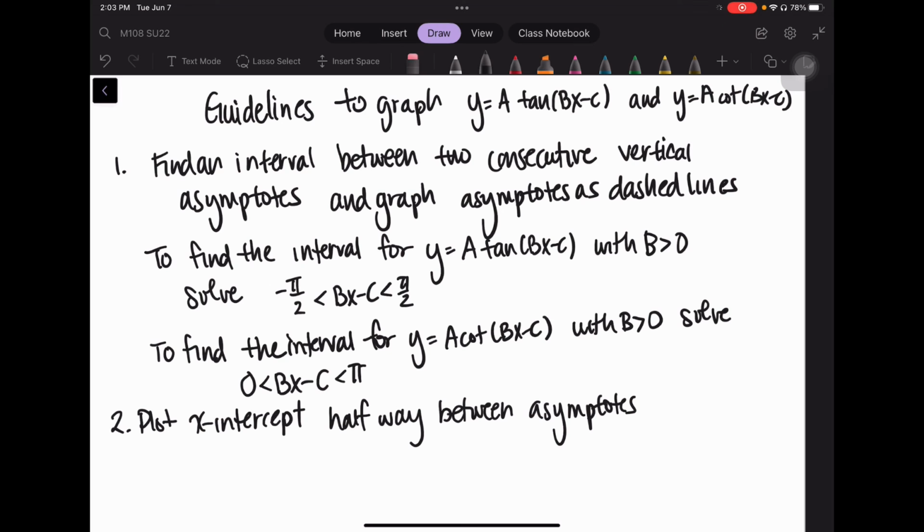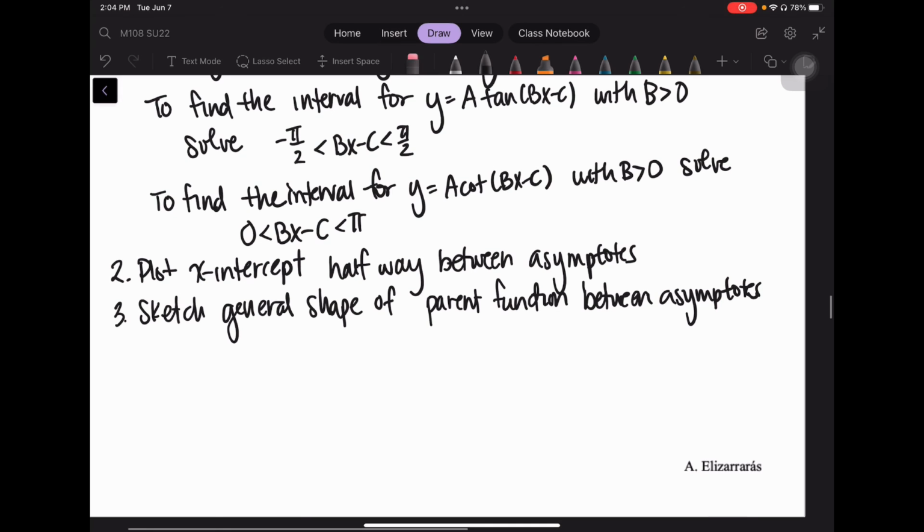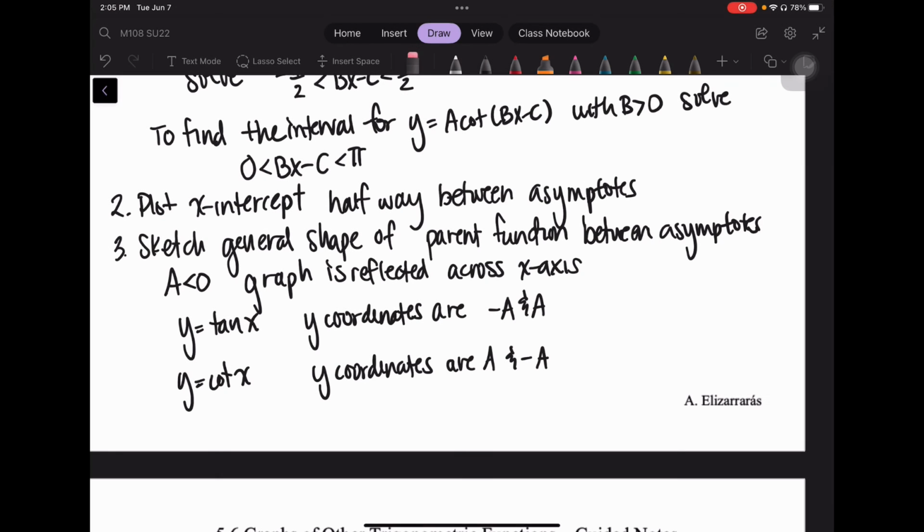Next, you want to plot your x-intercept halfway between the asymptotes that you find for that interval. Next, you want to sketch the general shape of the parent function between the asymptotes. If a is less than 0, don't forget to reflect it across the x-axis. Lastly, you can sketch an additional cycle if you like.